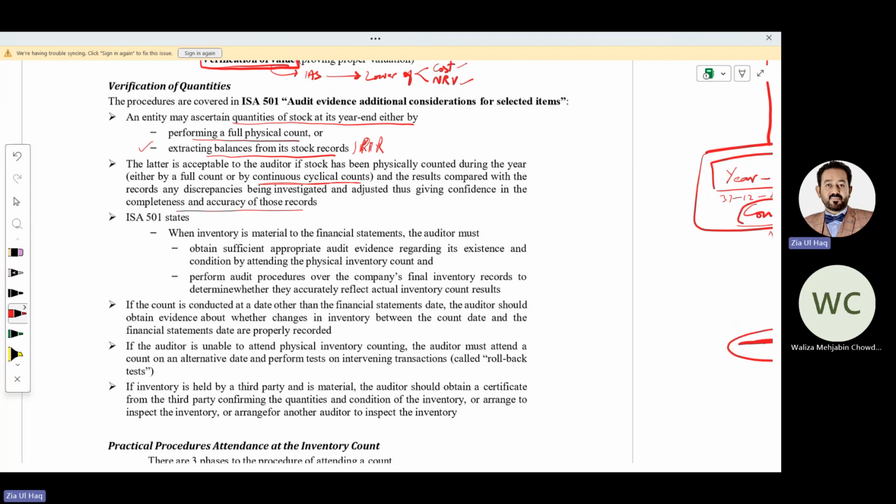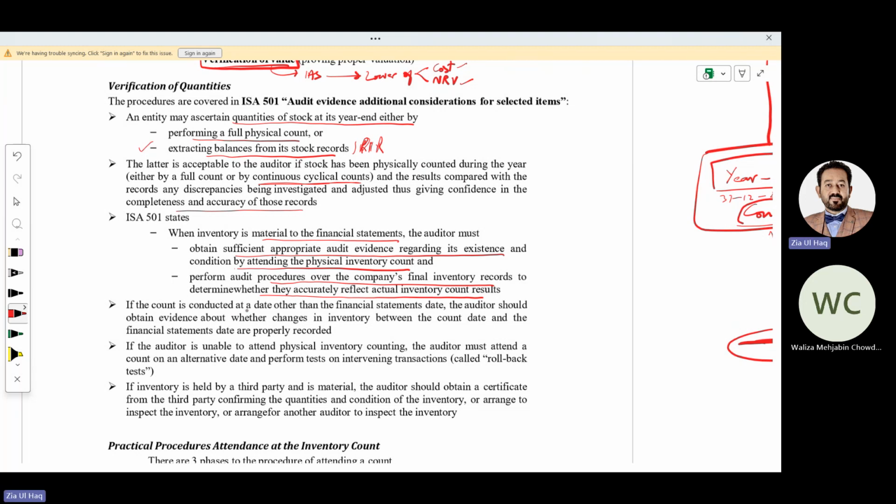What is best? The balance should be based on physical count. So when inventory is material to the financial statements, the auditor must obtain sufficient appropriate audit evidence regarding its existence and condition by attending the physical inventory count. I mean, if inventory is material to the financial statements, we must attend the physical count. Perform audit procedures over the company's final inventory records to determine whether they accurately reflect actual inventory count sheets. We need to make sure that against count sheets, PIR is updated.